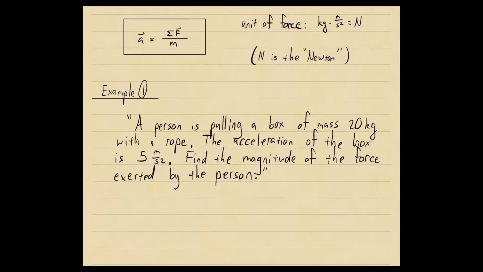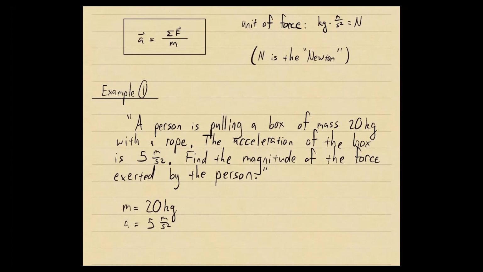All right. So to begin with, the mass of the box we know is 20 kilograms. And we know that it accelerates with an acceleration of 5 meters per second squared. Since this is a 1D problem, the box is accelerating to the right with an acceleration of 5 meters per second squared.